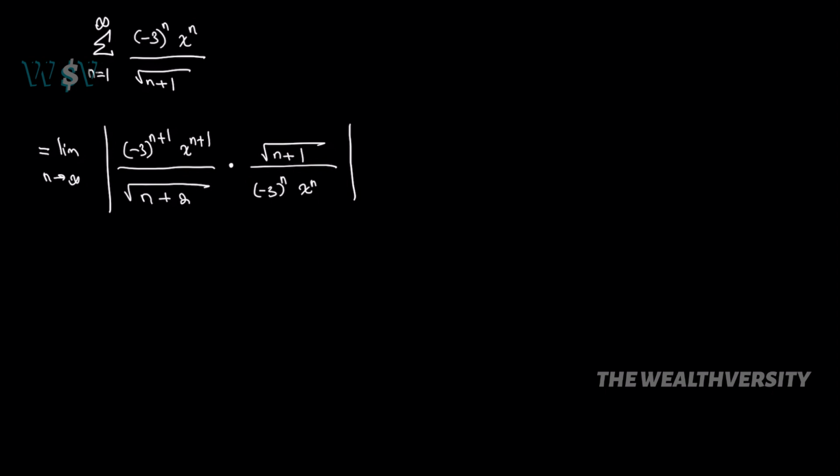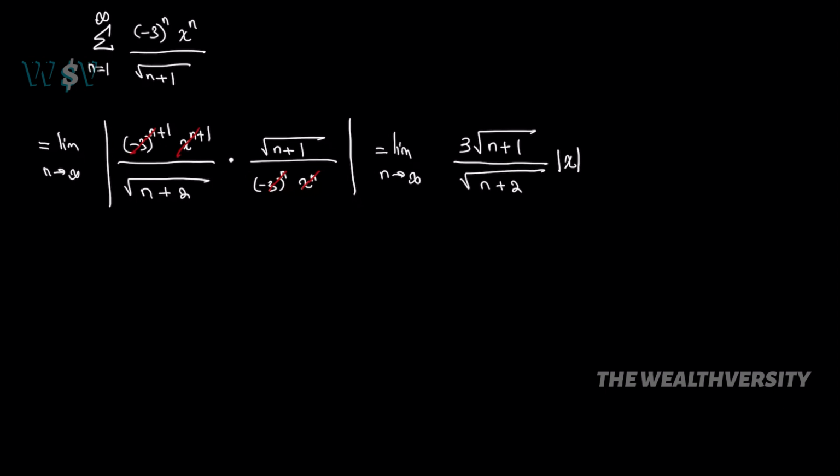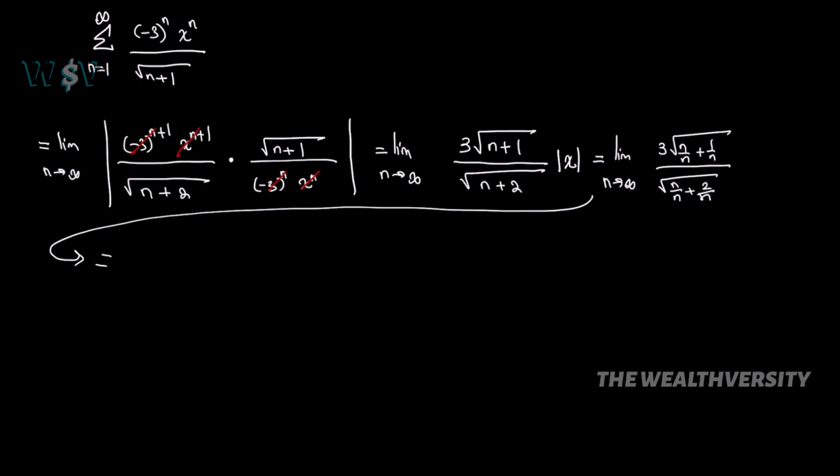We can see that negative 3 to the n and x to the n cancel. So we are left with limit as n approaches infinity for 3 times the square root of n plus 1 over the square root of n plus 2 times the absolute value of x. We divide the top and bottom by n inside the square root and get 3 times the square root of 1 over the square root of 1, which is just equal to 3 times the absolute value of x.